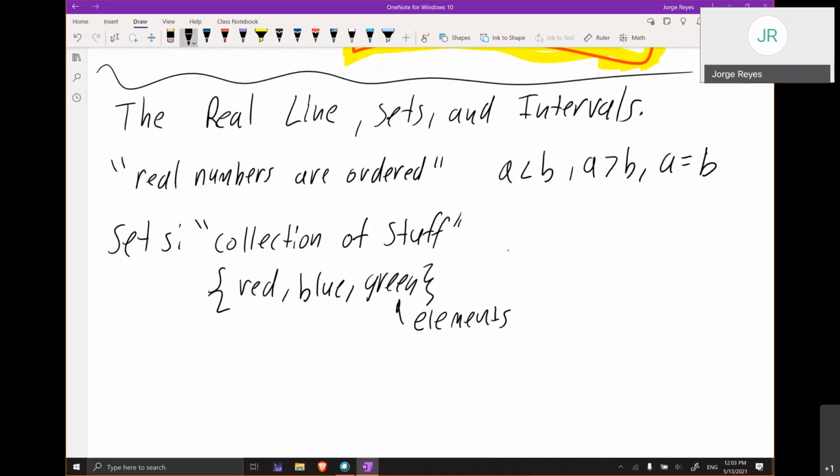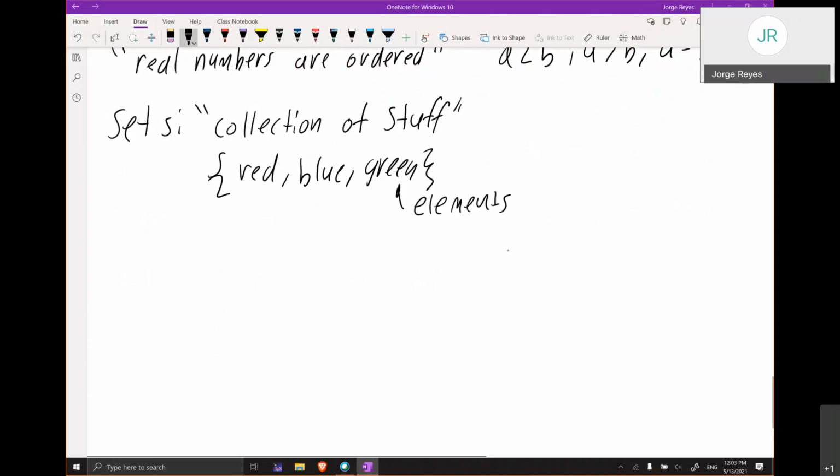And so one way to do sets is how I've been doing it. Right here, I have a set A, and I'm just listing out all of the stuff inside. But there's another way to talk about sets, and it's called set builder notation, and it's really important that you understand it.